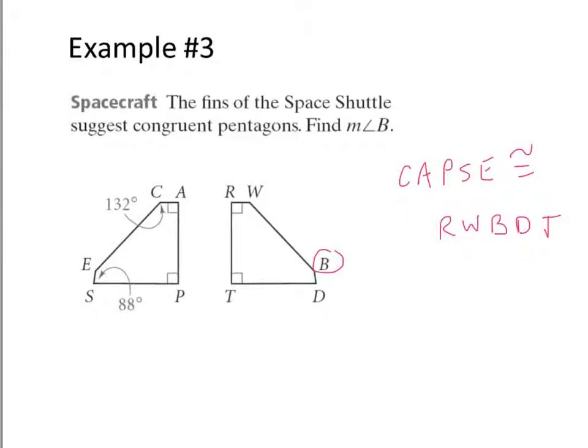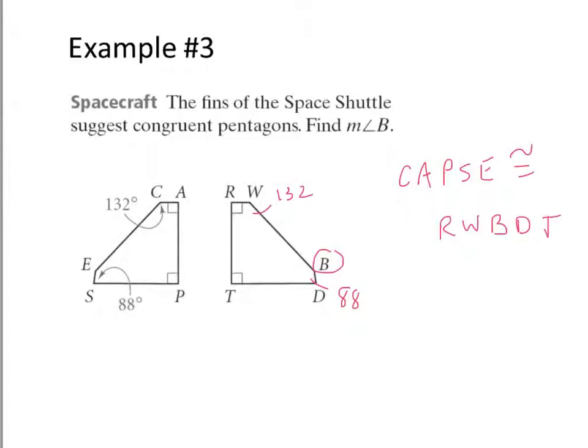So here's what I can do. I know that angle A is a right angle. I know angle C is 132. So if C is 132, then W is 132. I know P is a right angle, so I know T is a right angle. I know S is 88, so I can say D is 88.